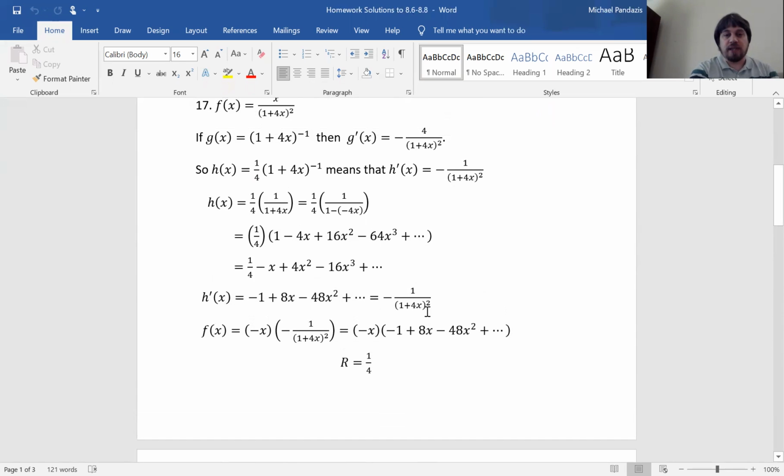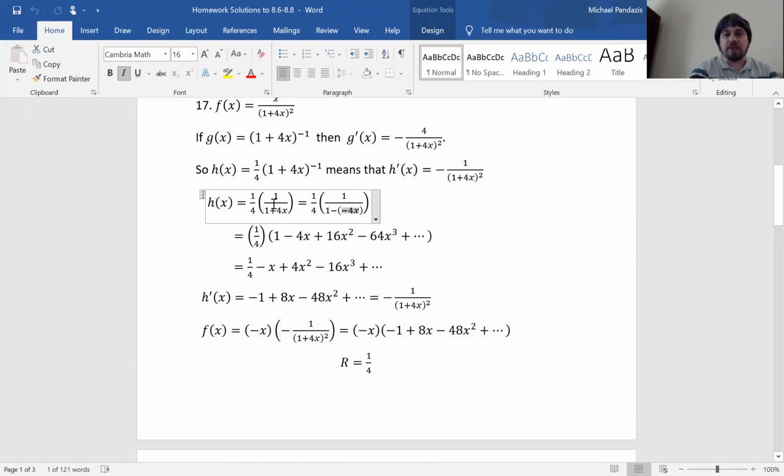Right? And so that's because the common ratio of this sum is negative 4x. So if you take the absolute value of negative 4x less than 1, you get the absolute value of x less than 1/4.